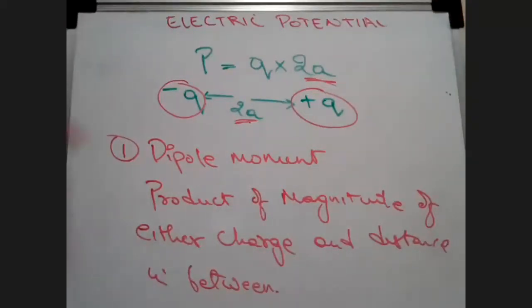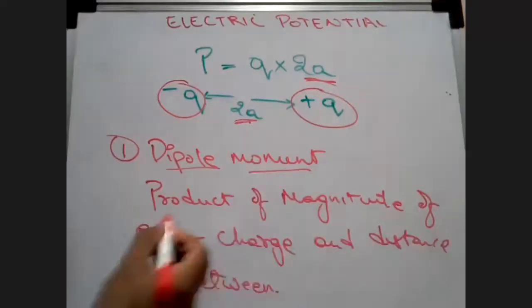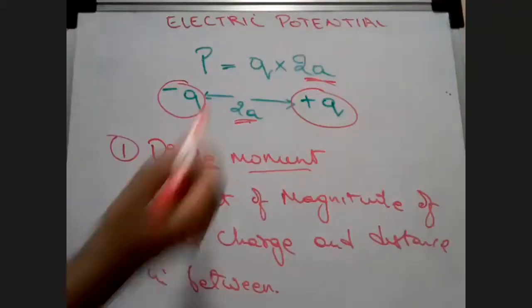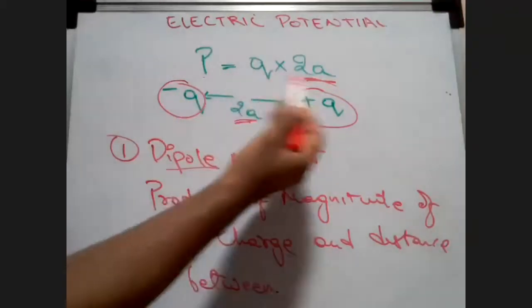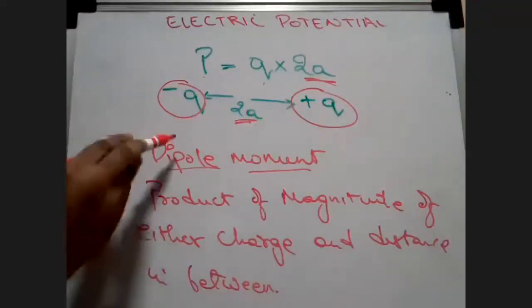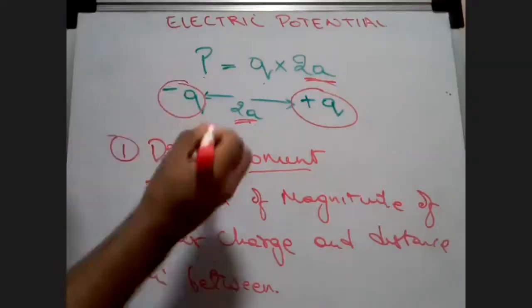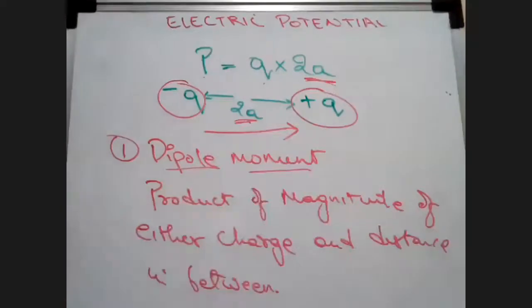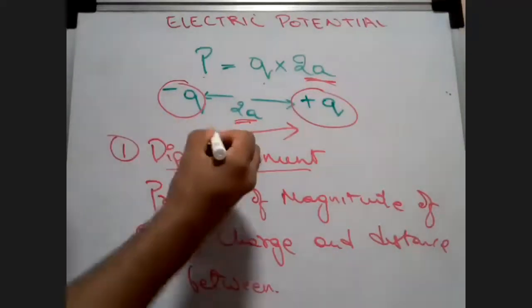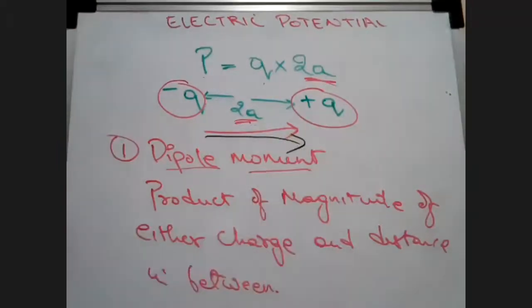Yeah, it is important. See, dipole moment is a product of the magnitude of either of the charges and the distance in between them. Second thing for you to know, the formula is P is equal to Q into 2a. Q is the magnitude, 2a is the distance. Third thing you should know, that this is important, is that dipole moment is always taken from negative to positive. By mistake, don't take the direction to be from positive to negative. Never do that. The direction is always from negative to positive.